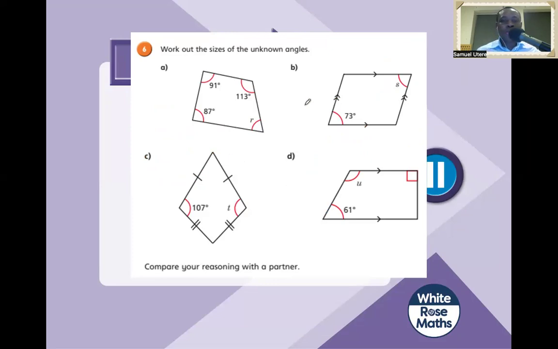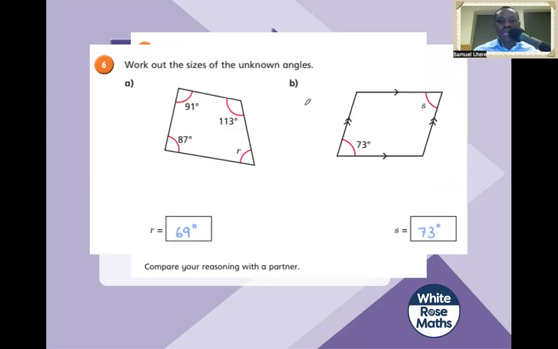Assuming you've paused the video and you've answered question 6, here are the answers. Let's discuss them. So for these ones, you were asked to work out the sizes of the unknown angles. To work out the sizes of the unknown angles, you can use your equation solving skill. So the angle is R here. So say R, add 91 degrees, add 87 degrees, add 113 degrees, will be equal to 360 degrees.